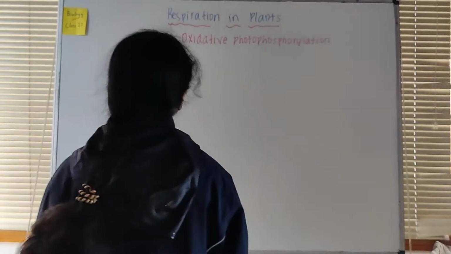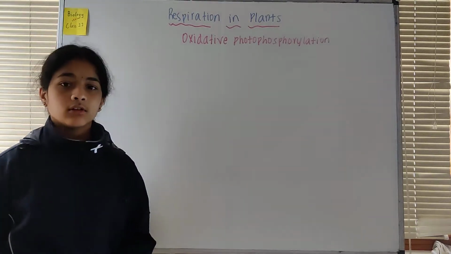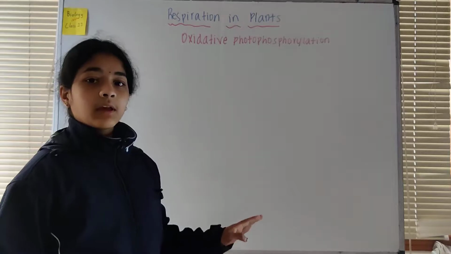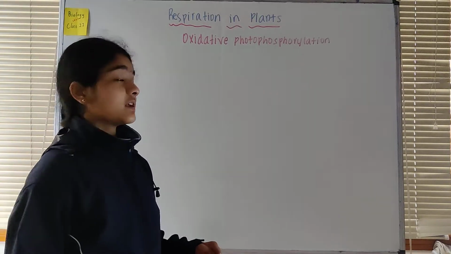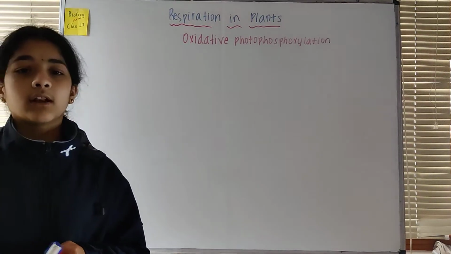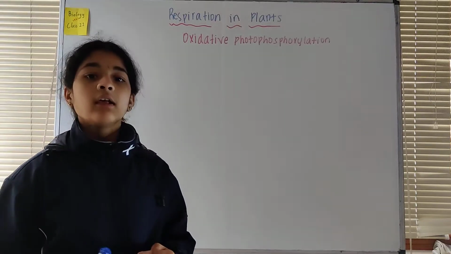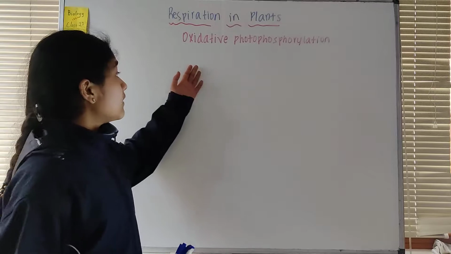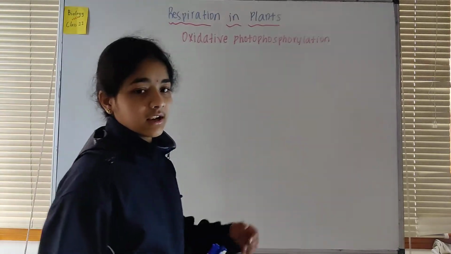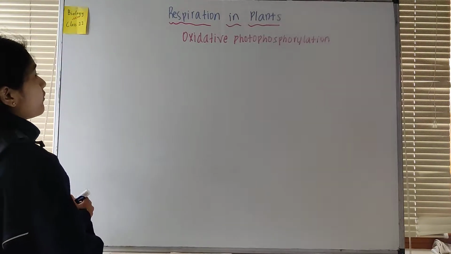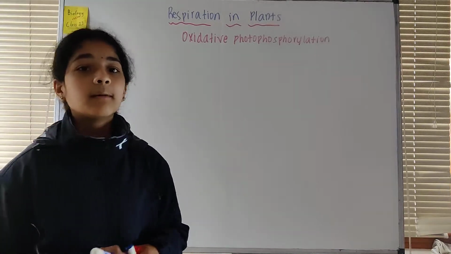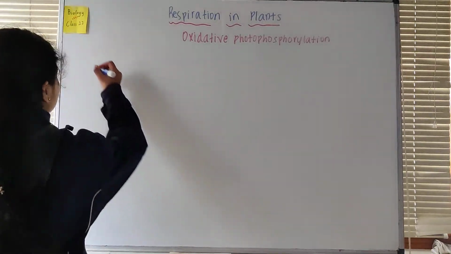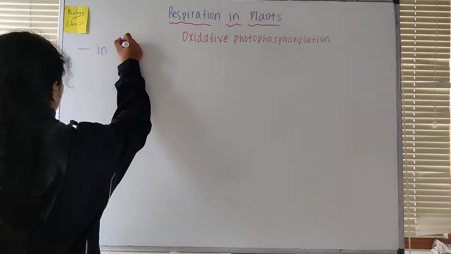Now we'll discuss oxidative phosphorylation. Oxidative phosphorylation is the fourth step in the whole process of aerobic respiration. First we talked about glycolysis, the Krebs cycle, and then the electron transport chain, and lastly we will learn about oxidative phosphorylation. Oxidative phosphorylation occurs in the mitochondria, in the F0 F1 particles.